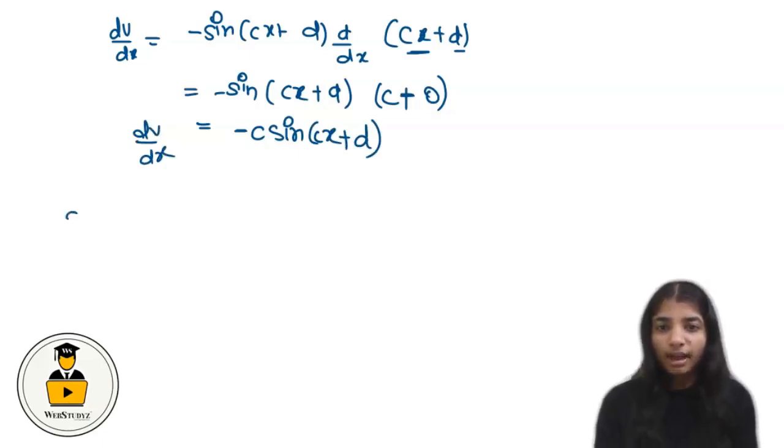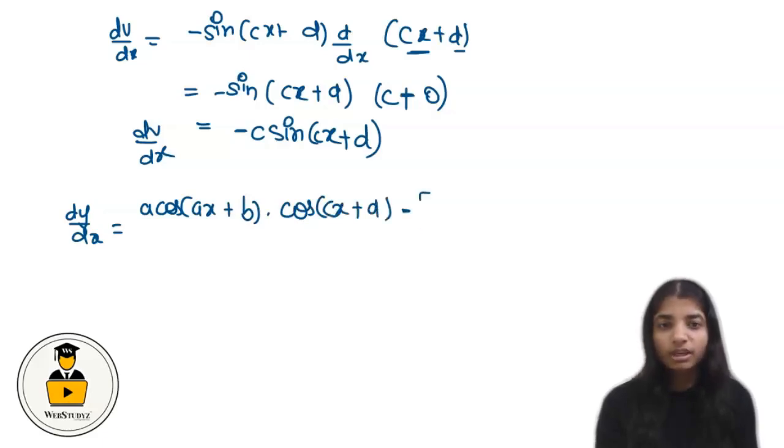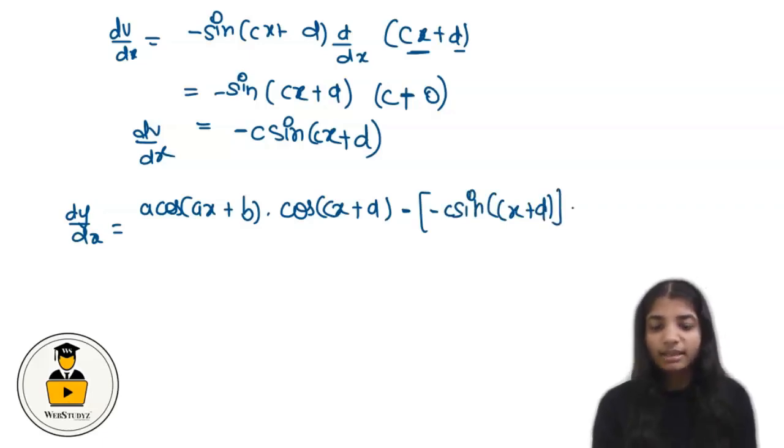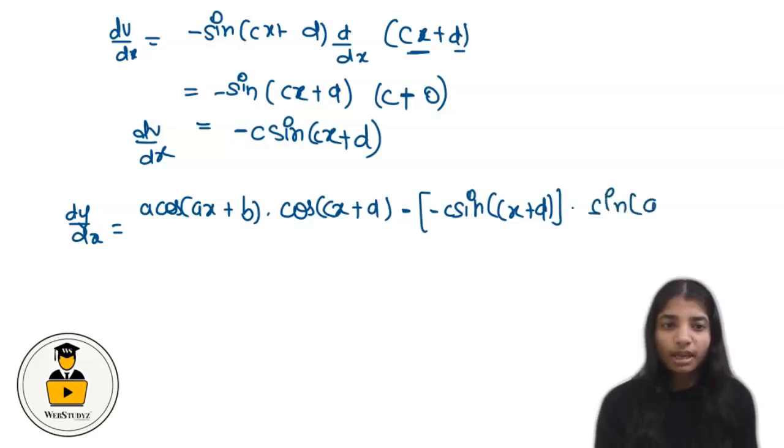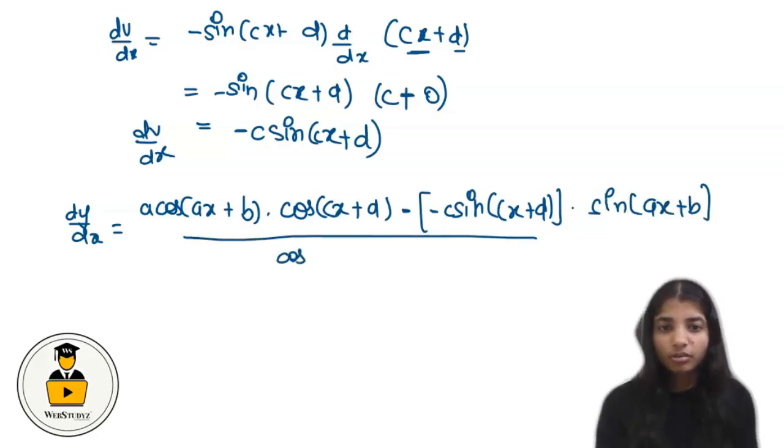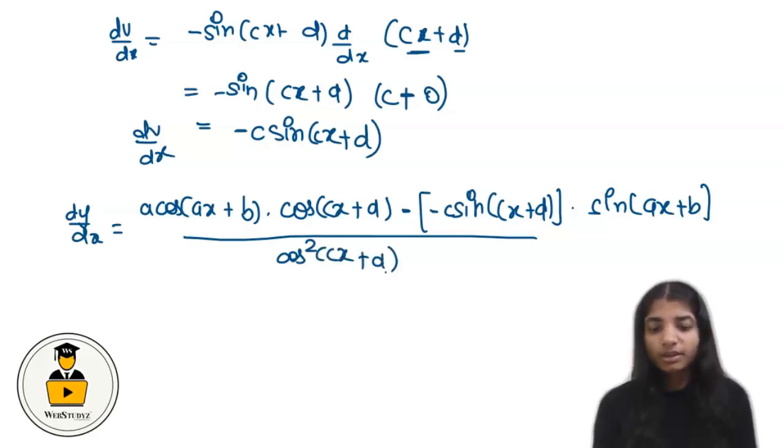So dy divided by dx is equal to the differentiation of the numerator, that is a cos of ax plus b, multiplied by the denominator, which will remain as it is, that is cos of cx plus d, minus the differentiation of the denominator, that is minus c sine of cx plus d, multiplied by the numerator, which will remain as it is, that is sine of ax plus b, divided by the square of the denominator, that is cos square of cx plus d.